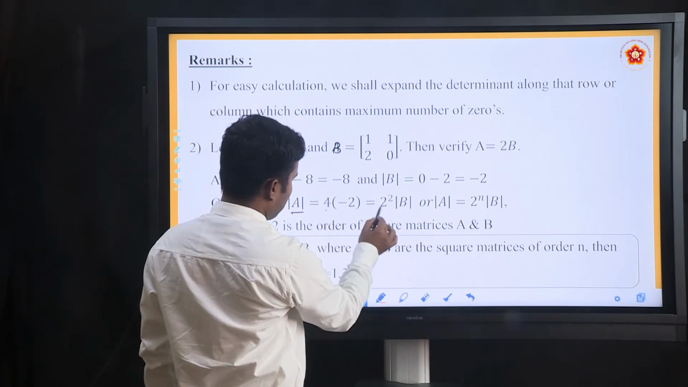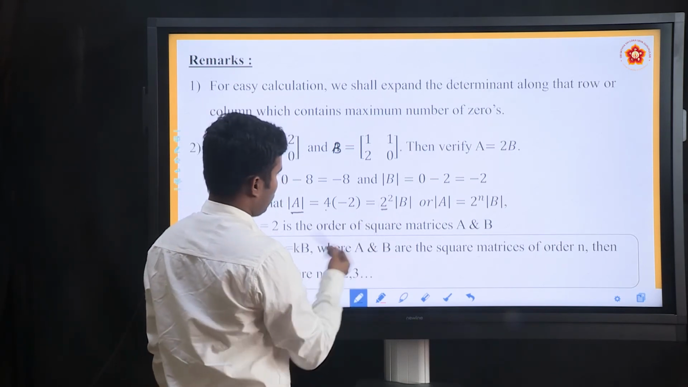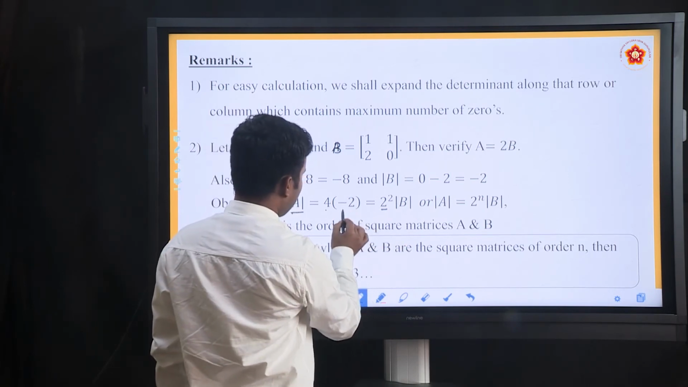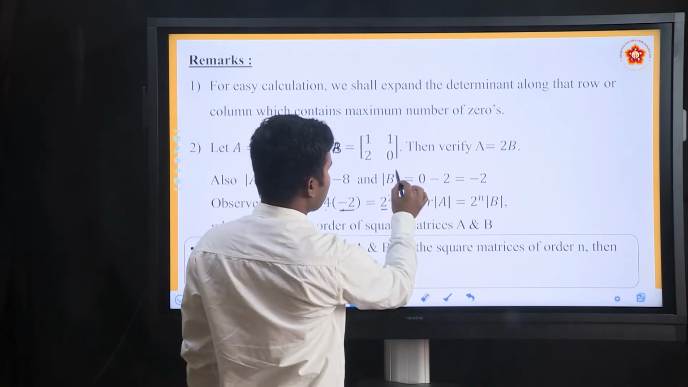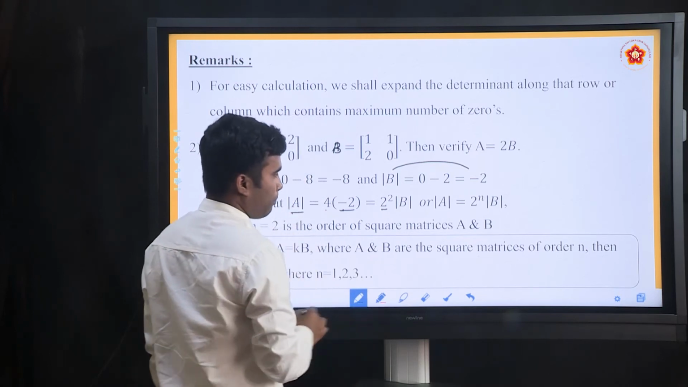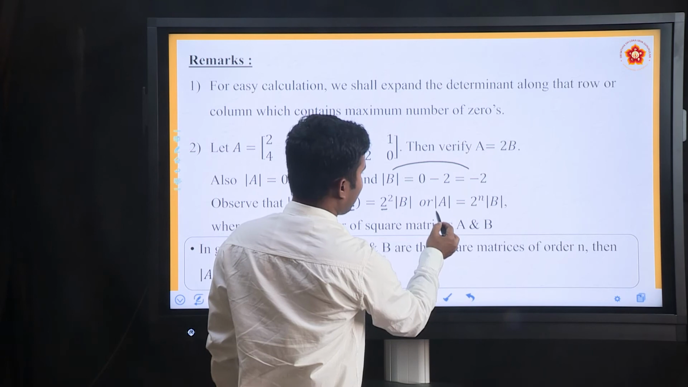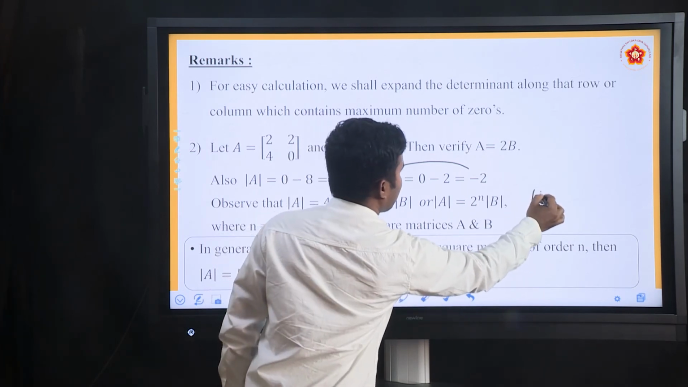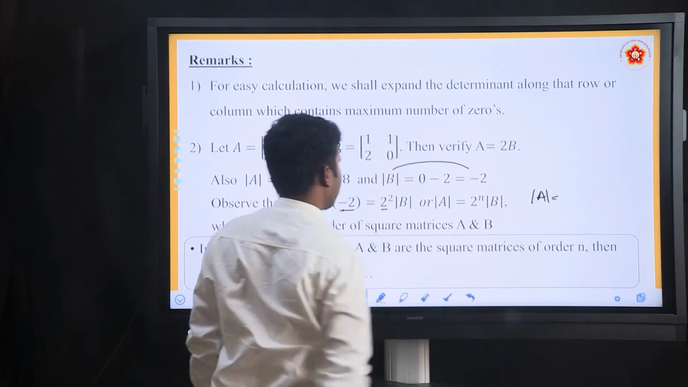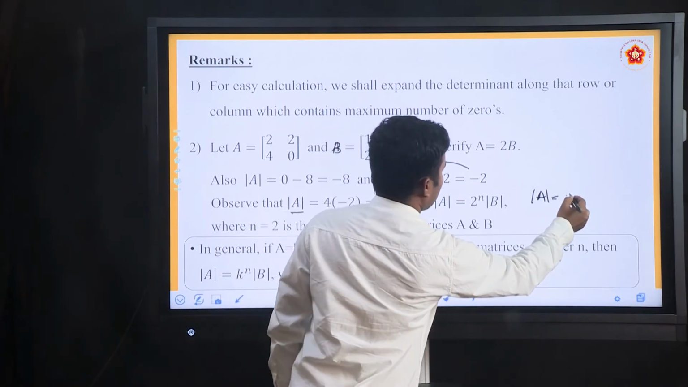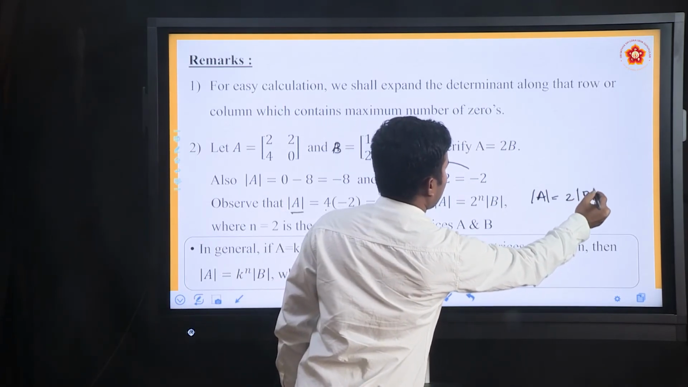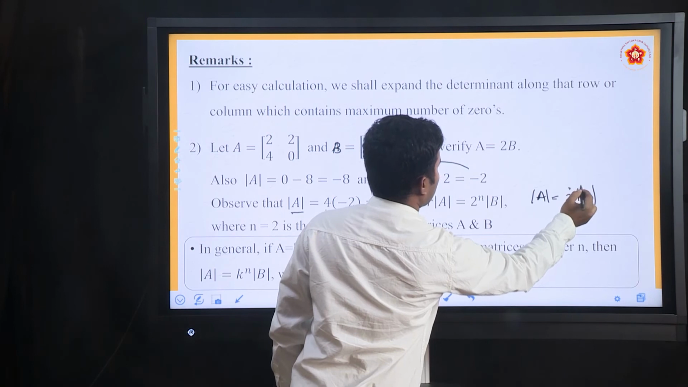Now, 4 can be written as 2 power 2. So, 2 square will be 4. And what is this minus 2? Minus 2 is nothing but the determinant of B. So, I can replace minus 2 with the determinant of B, or we can write the determinant of A is equal to 2 square times the determinant of B.